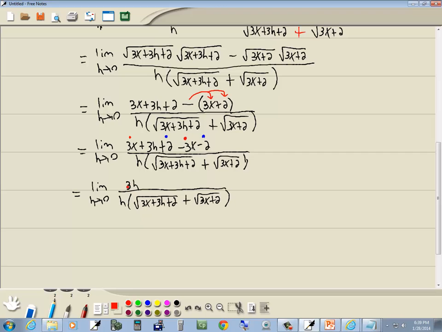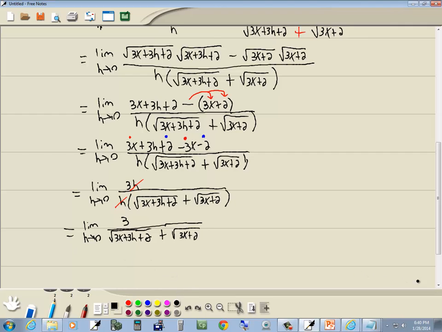Well, up on top we got 3 times h, and down below we got h times something. Since both of those are multiplication, the h's cancel. And that h is what we're really wanting to get rid of. So we got limit as h goes to 0 of 3 over the square root of 3x plus 3h plus 2 plus square root of 3x plus 2.